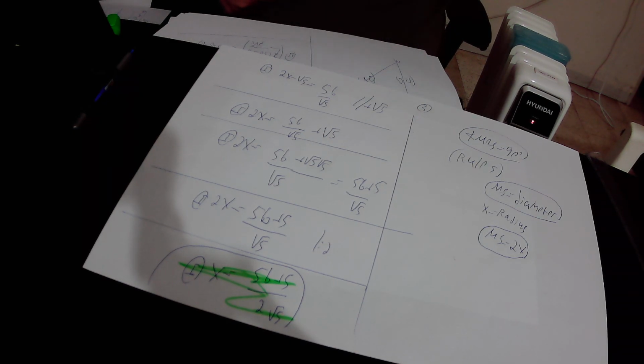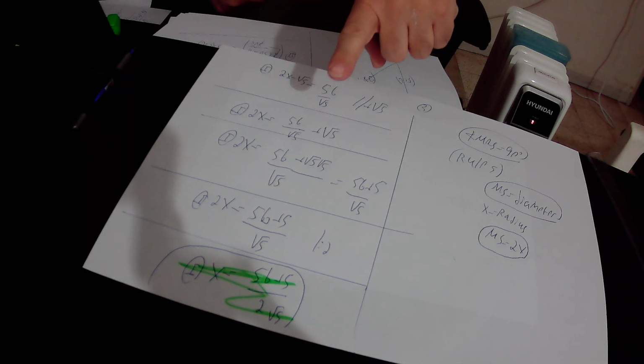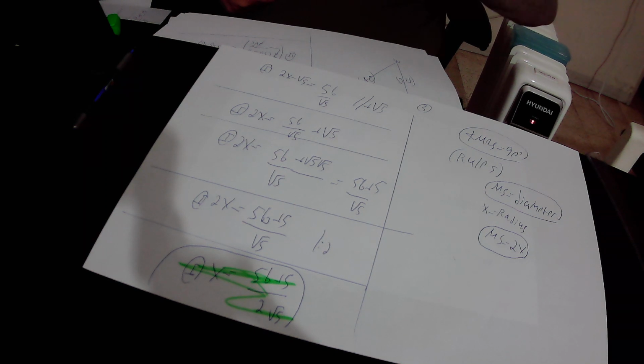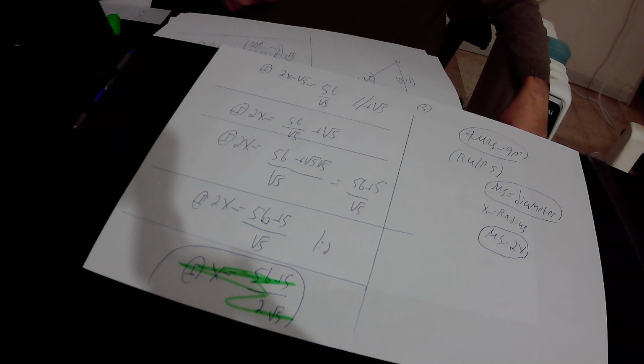Here we divided this equation number 1 by 2, and finally we found out that x equals 5b plus 5 over 2 times square root of 5. Okay, this is according to equation number 1.